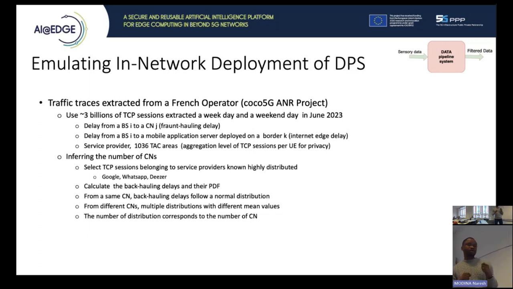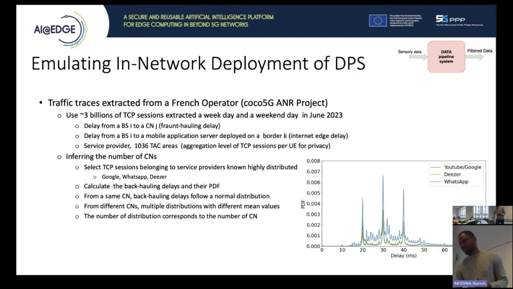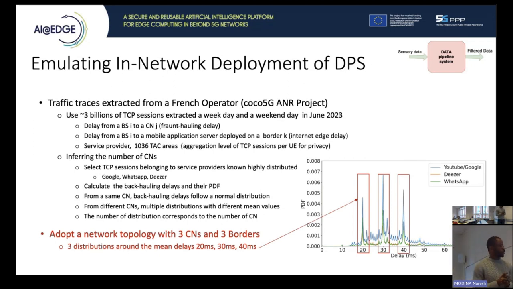The assumption is that from the same core network, the backhauling delay will follow a normal distribution. And from different core networks, we have multiple distributions with different mean values. Then the number of distributions will correspond to the number of core networks. As you can see in the plot, we selected TCP sessions for YouTube, Google, Deezer, and WhatsApp. Then after calculating the probability density function, we adopt a network topology with three core networks and four borders. This is because, from the probability density function, we select the distributions that have the highest density value, with the highest mean values of the delay, which are around 20 milliseconds, 30 milliseconds, and 40 milliseconds.